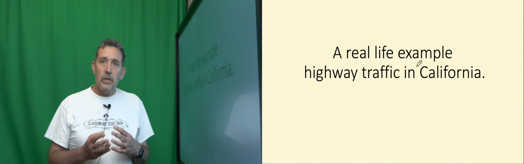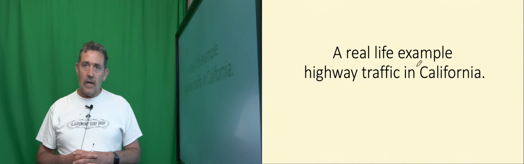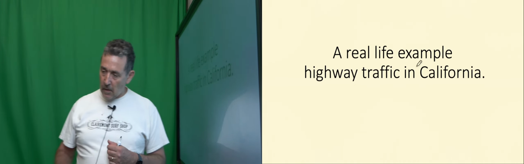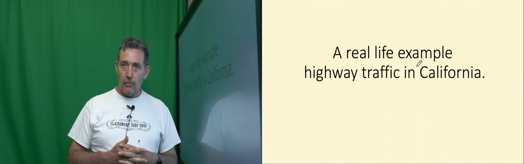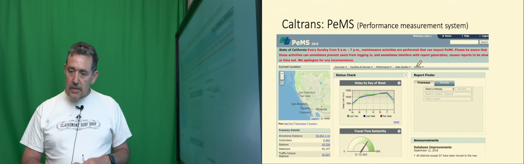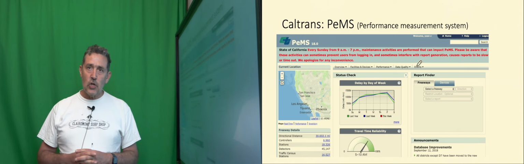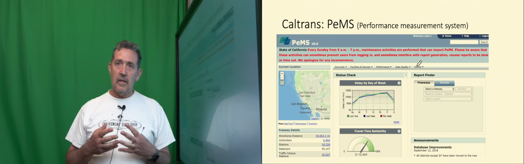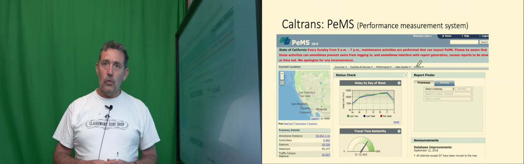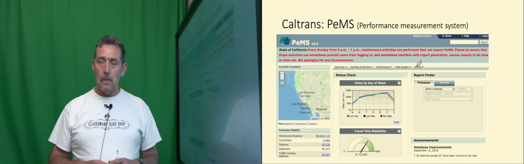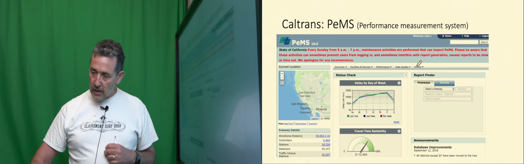So let's look at a particular real example of this kind of situation. So we're going to talk about the highway traffic in California. And there is Caltrans, which is the organization that basically is charged with collecting data and making decisions about how to improve the transportation in the United States or in California.